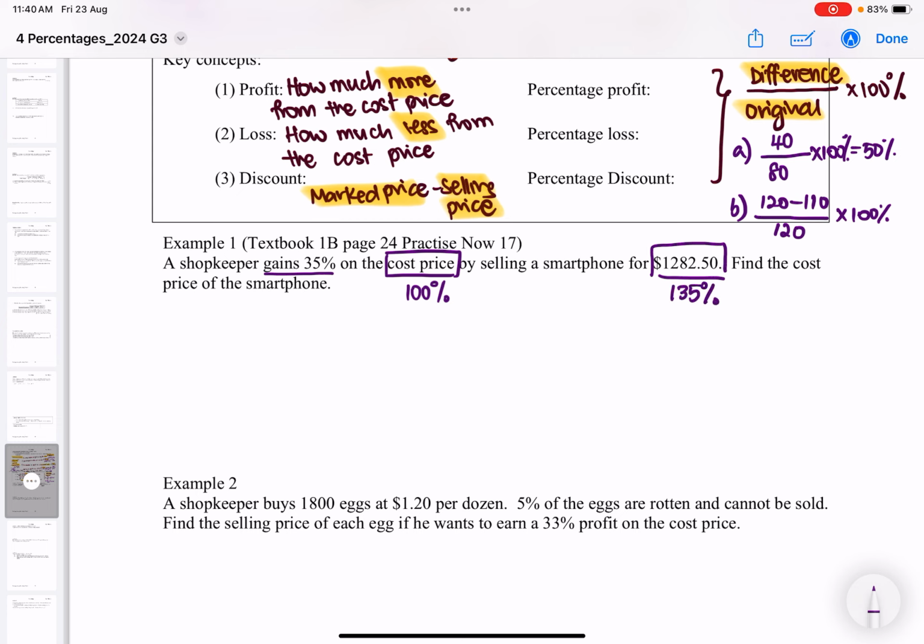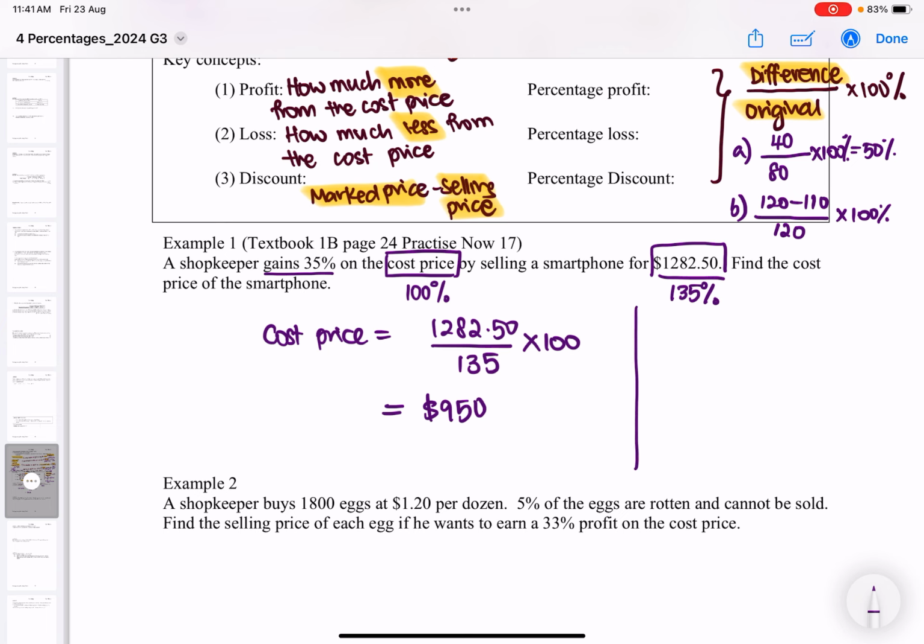So always figure out what the amount refers to. How many percent does the amount given refer to? So if I now want to find the cost price, I know 135% is this amount. So first I will find 1%. So I will take 1282.50 divided by 135. This was to find 1%. Then if I want to find 100%, I multiply this by 100. So this is the cost price.